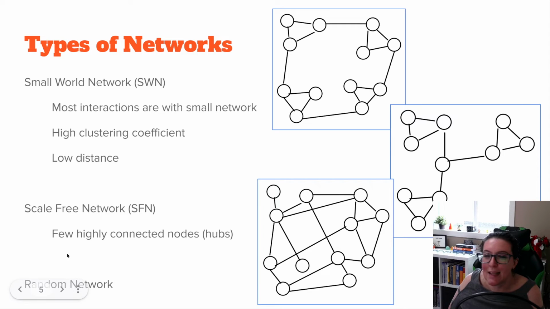Compare this to the random network. So this bottom one here is a random network. And this one here, there's really no pattern.